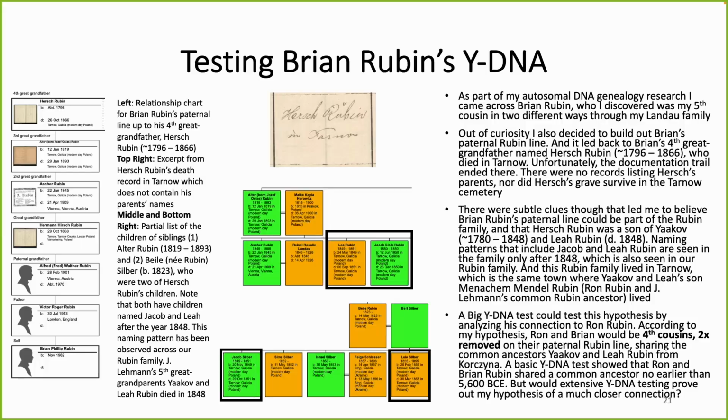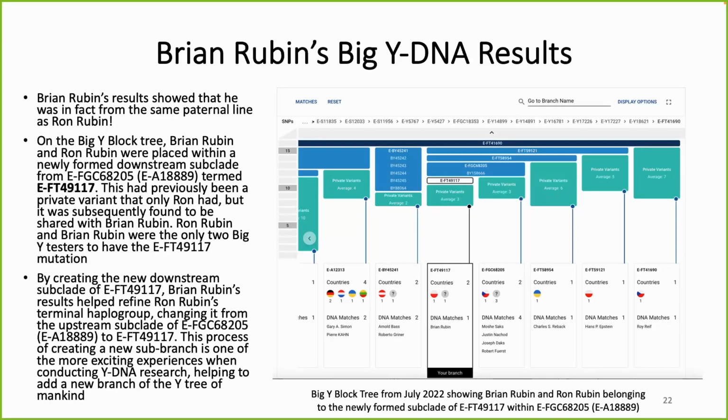Yaakov and Leah. So let's look at what Brian's results were. He received it back in July of 2022. So again, just a few months ago. And I was really excited because guess what? He is from the same paternal line as Ron Rubin. That Hirsch Rubin line is most definitely from the same Rubin line as our Rubin family.